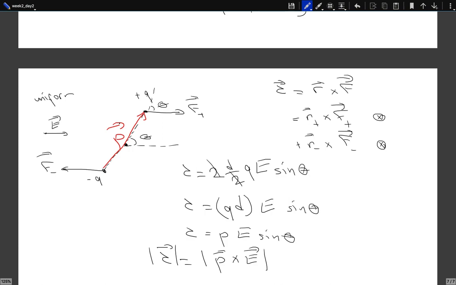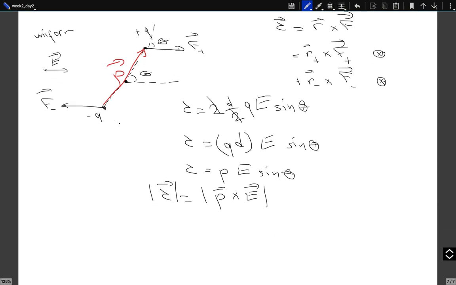But that is basically the definition of a vector. A vector is something that has a direction and a magnitude. If two things have the same direction and the same magnitude, they are the same vectors. So this is our torque. The torque vector is P cross E.